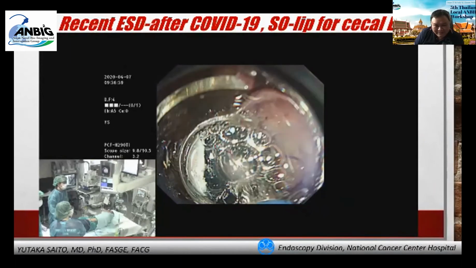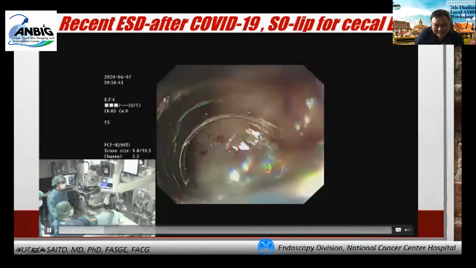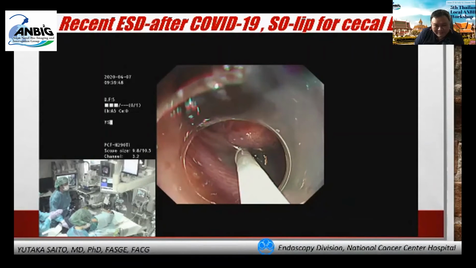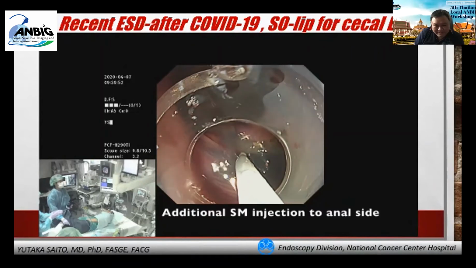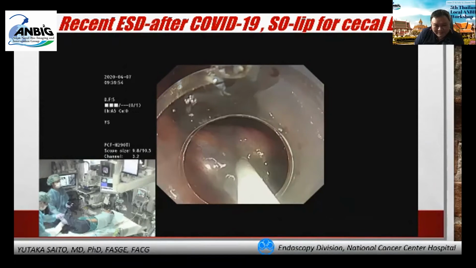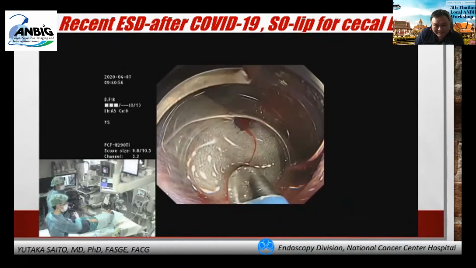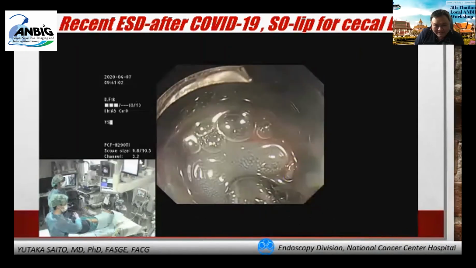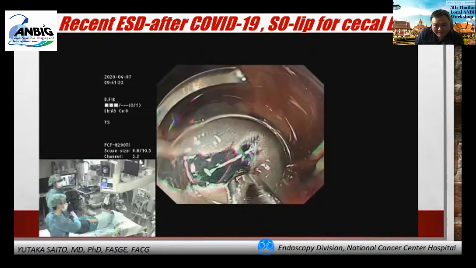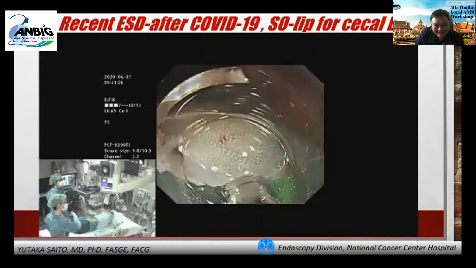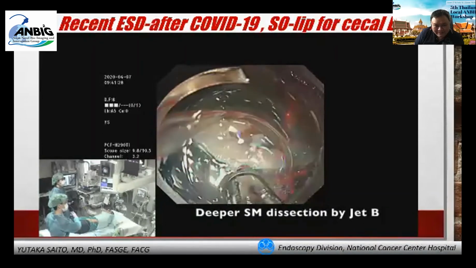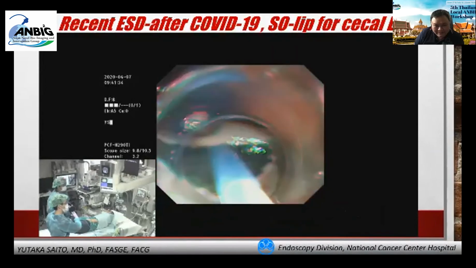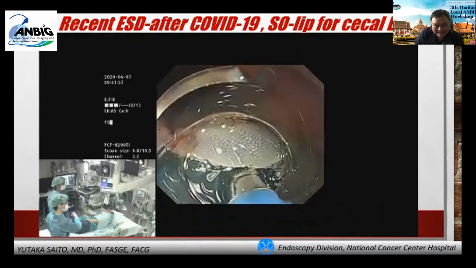Now in this case, the lesion is located in the cecal bottom, so we couldn't perform better flexion of the scope. So I first do the marginal incision and the submucosal dissection of the oral side in the straightforward view. Then, after completing the marginal incision of the distal end, we start the partial marginal incision of the anal side using the bipolar needle knife. And after the incision, we inject the glycerol solution through the same Jet B knife.